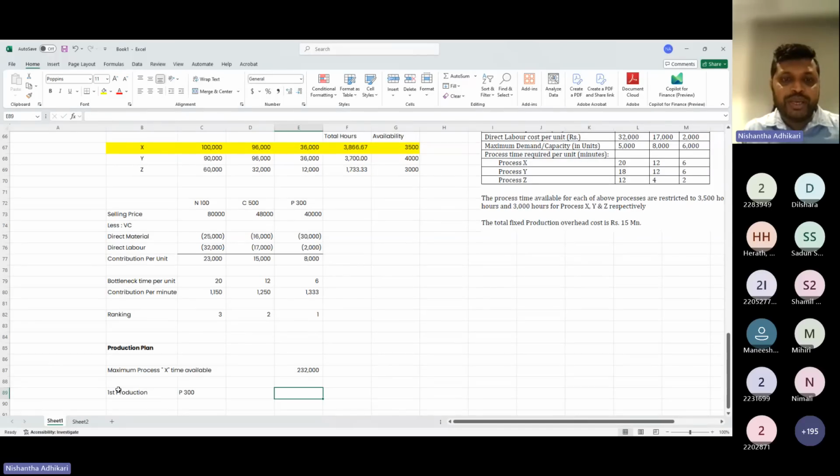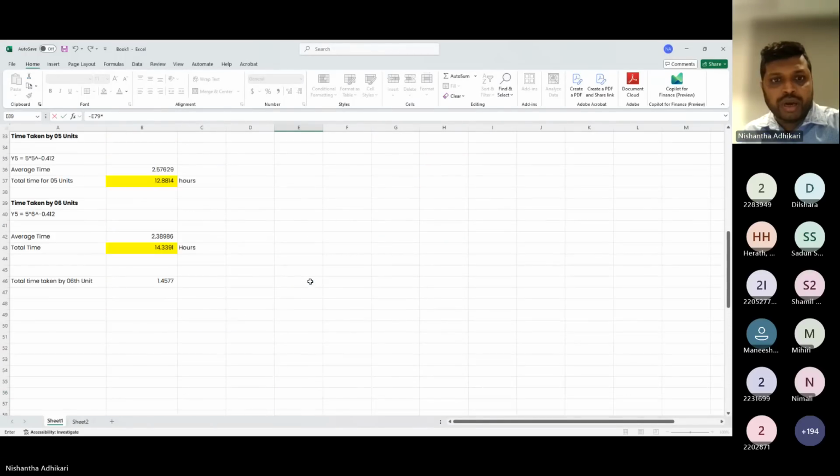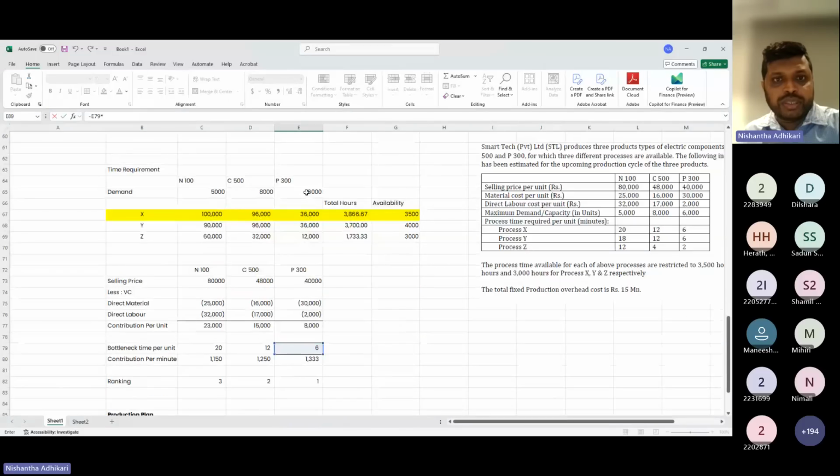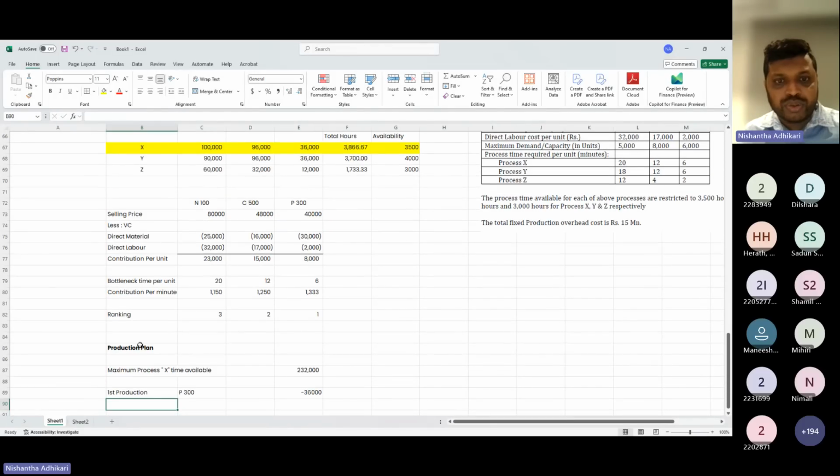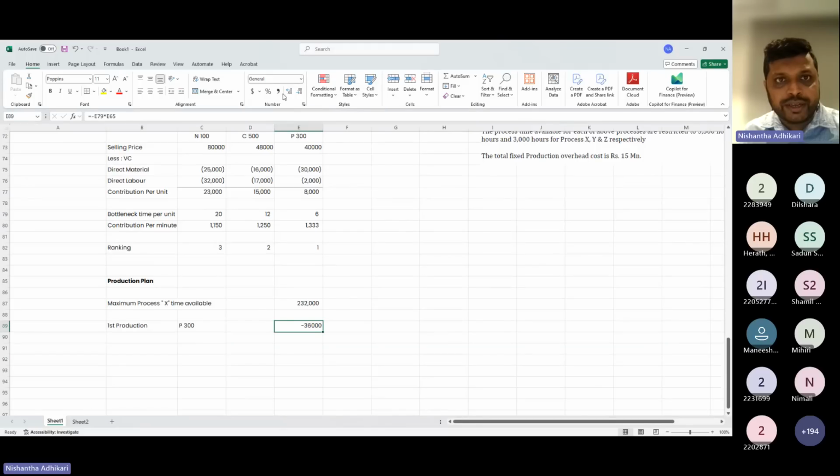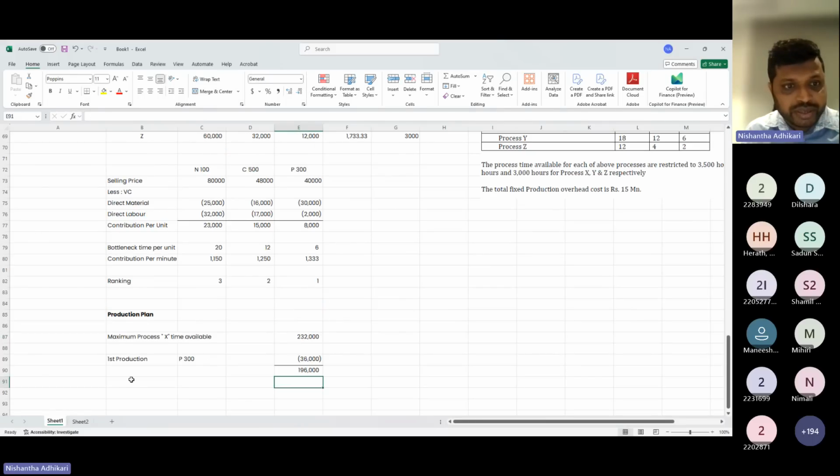P300. How many minutes do you have to allocate? 6 into output 6,000, so 36,000 you have to allocate. Then balance: 232 minus 36 is 196,000. Second rank goes to C500.